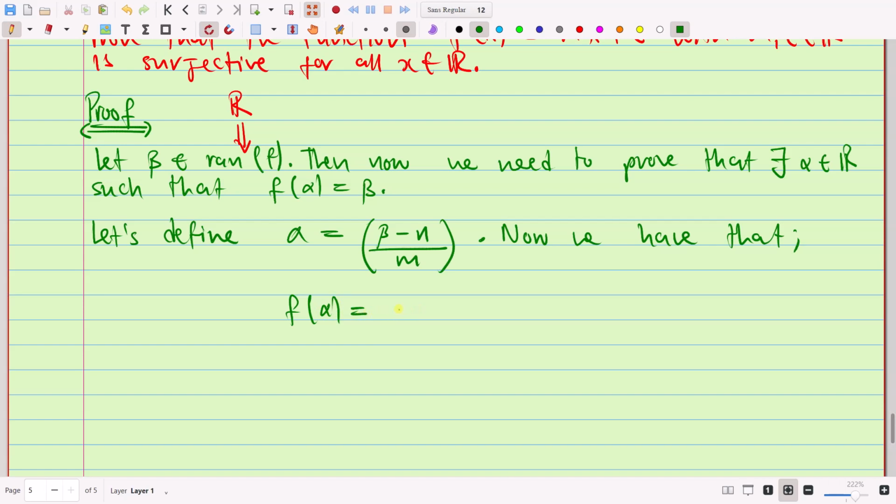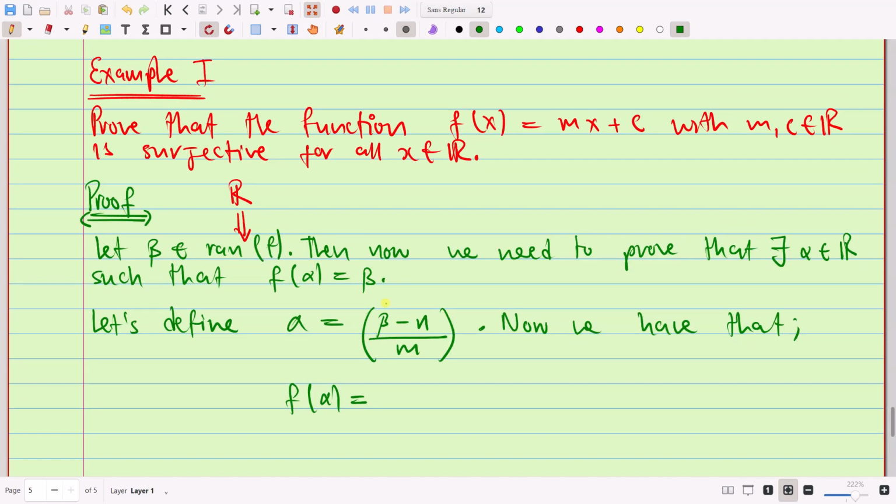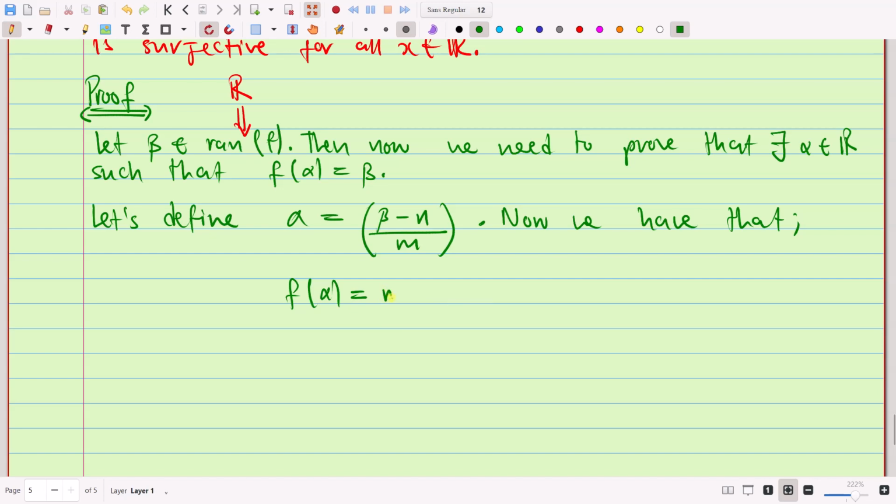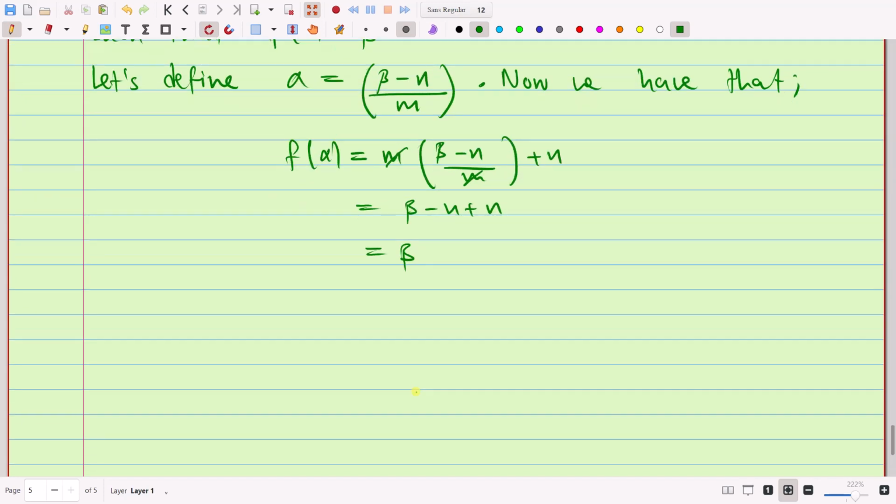So if we define alpha this way, what do we see now? What is f of alpha? f of alpha is m times alpha, because alpha is mx. So it's m times (beta minus n over m), then plus n. We see the m and m cancel, so we revert with beta minus n plus n, which gives us beta. So therefore, we see that this is true for any beta, there exists an alpha.